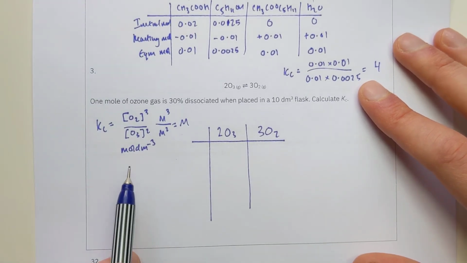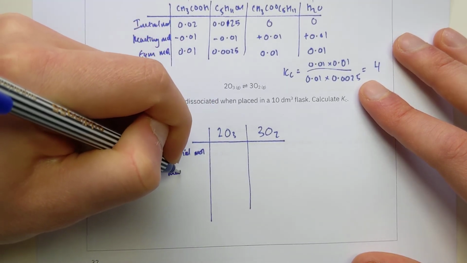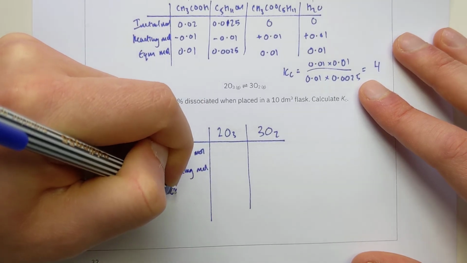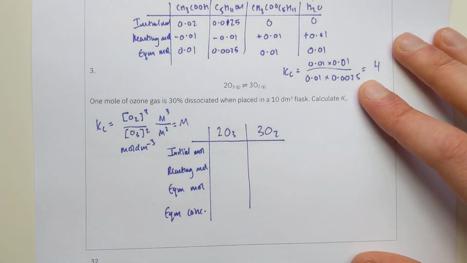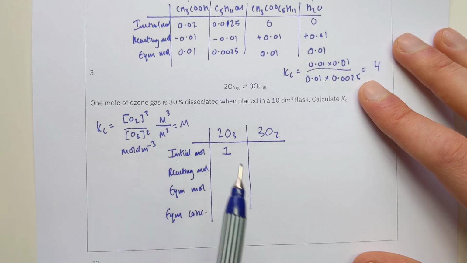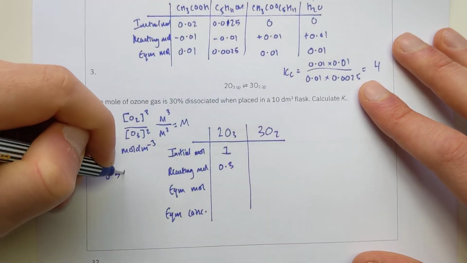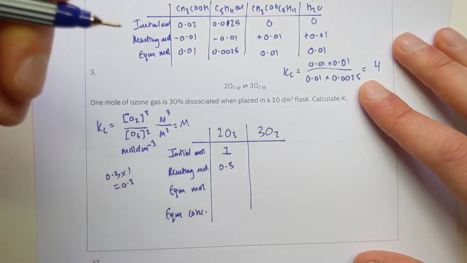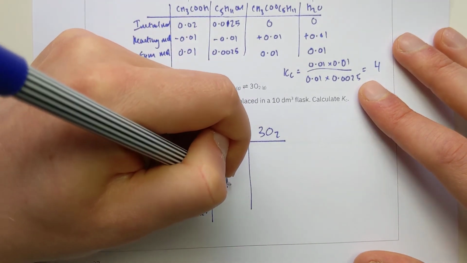Okay, so that's all set up and ready to go. And because I've got units, I'm going to need concentration values, and they have given me a volume here to calculate that. So I need initial moles, reacting moles, equilibrium moles, and then equilibrium concentration in this calculation. So let's look at the initial moles. 1 mole of ozone. And it tells me that it's 30% dissociated. So 30% of that initial 1 mole has broken up and turned into oxygen. So 30% of 1 mole is just 0.3. So I've used up 0.3. Therefore, at equilibrium, that's turned into 0.7 moles of ozone.